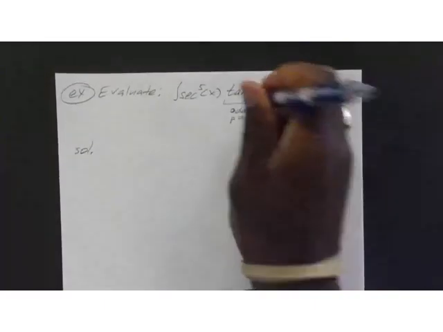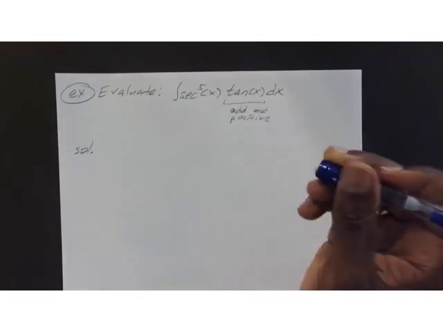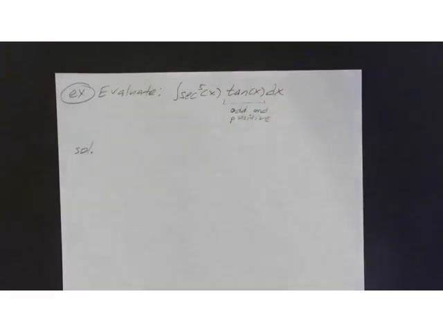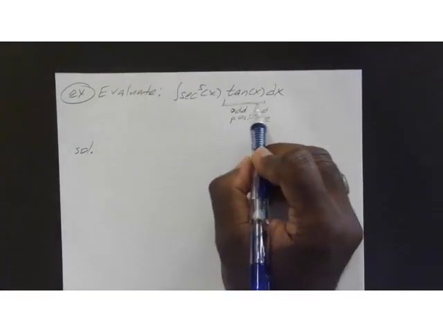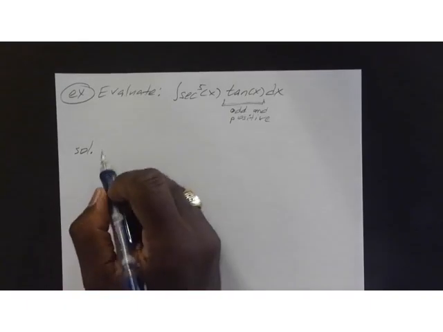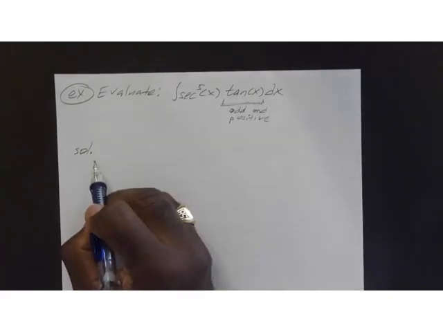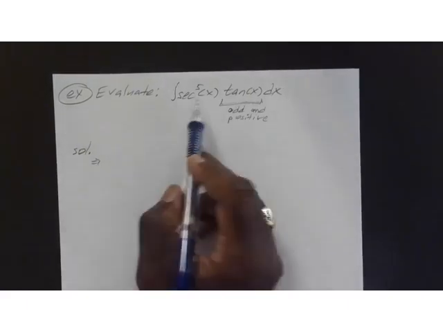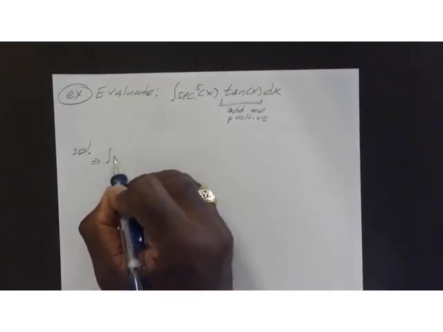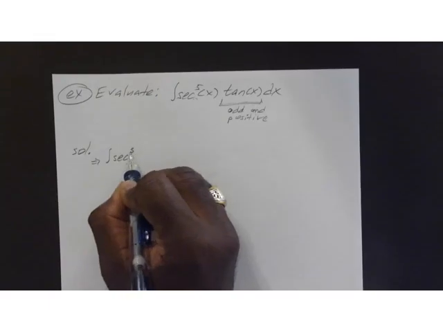Underline the wrong. Oh, nope, that's the right one, because we're converting the secant. Okay, so that means we're going to factor out a secant from this one. I'm just going to rewrite it.